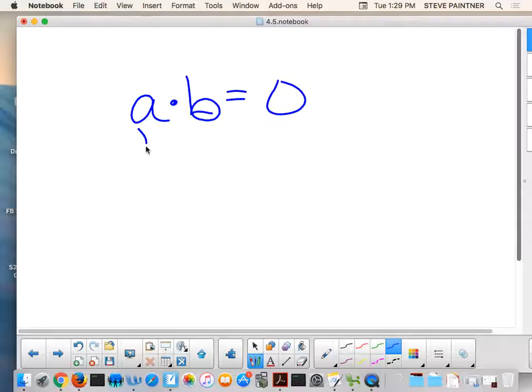What about A equals 0? A has to be 0 for this to work, right? Is 0 times any number 0? Yeah. But what if A isn't 0? Then B has to be 0, right?